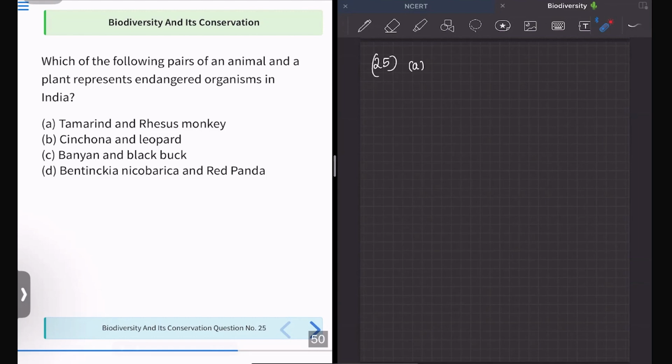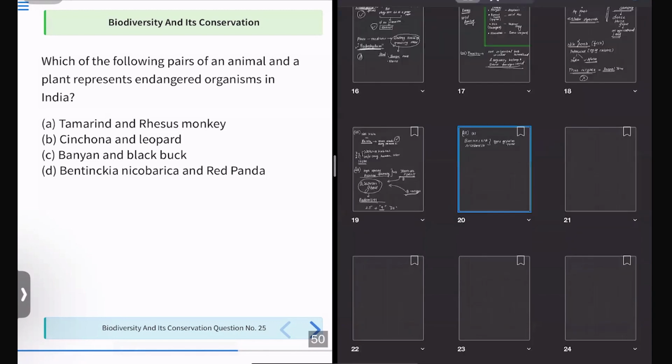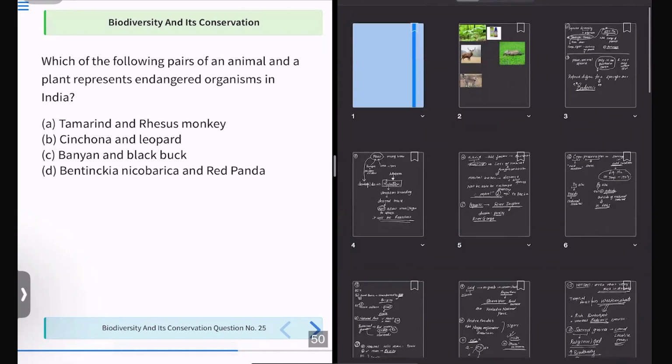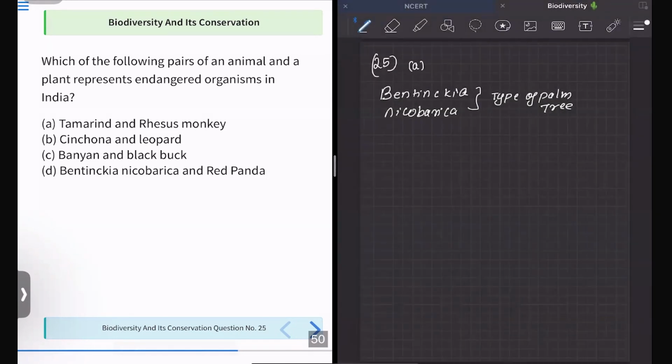Option D is saying Pentonychia nicobarica and the red panda. Now you might not have heard this term, Pentonychia nicobarica. No worries, I will tell you what it is. It is a type of palm tree. I think I have a photo for you, but I'm not sure. Let me check. So I don't have a photo, but that is fine. It is like a palm tree.